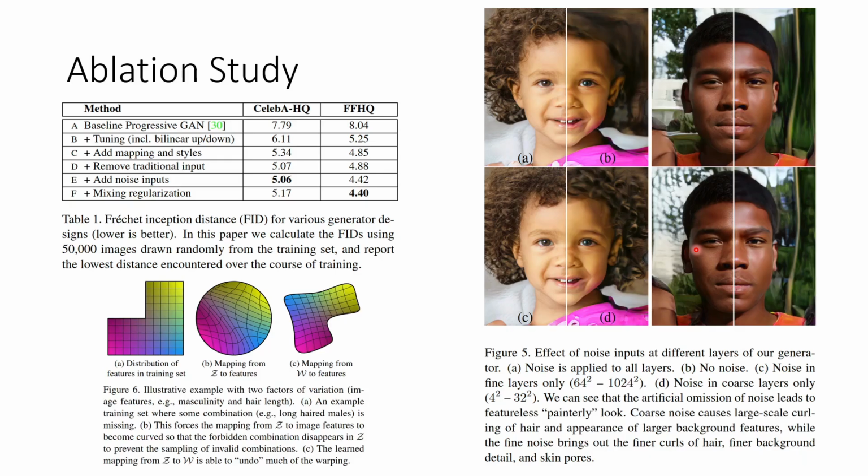Here, if they only add noise to the high resolution layers or only the low resolution layers, they will generate a result like this, like oil painting hairs. So they found that for StyleGAN v1, the best setting is to add noise to every layer.